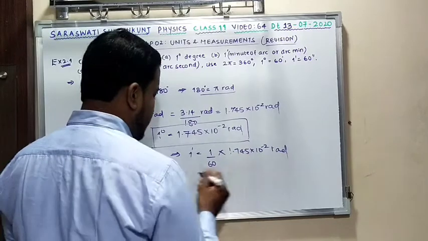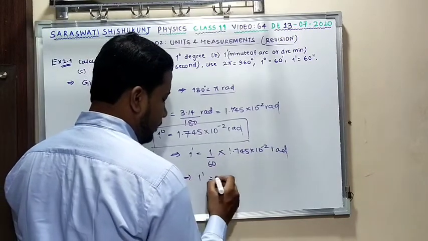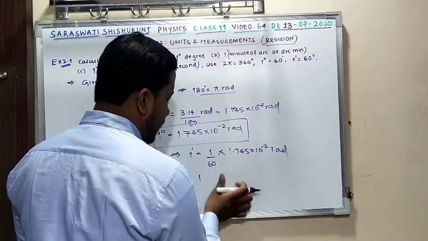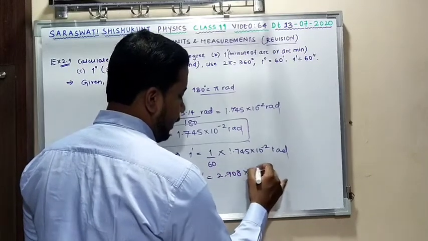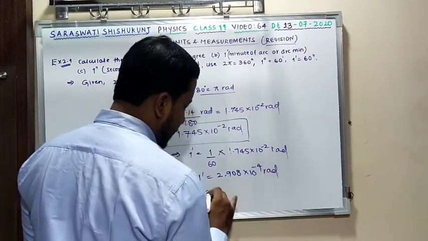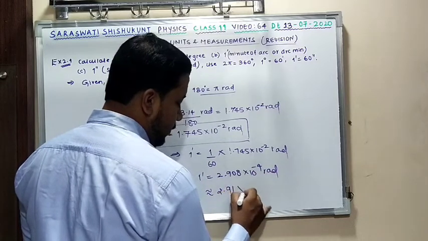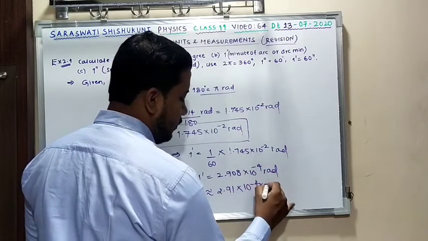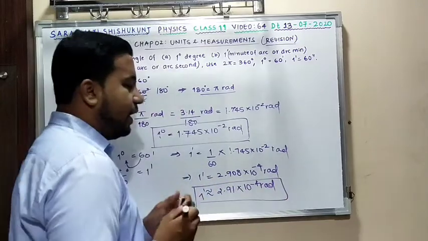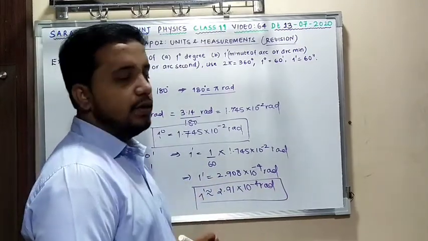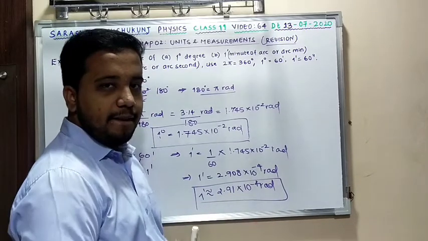So if I substitute and manipulate, I am going to get my answer, that is 1 minute that is equal to 2.908 into 10 power minus 4 radian. Approximately I can write 2.91 into 10 power minus 4 radians. So I got my answer for 1 minute. 1 minute is 2.91 into 10 power minus 4 radian. Hope it is clear perfectly.